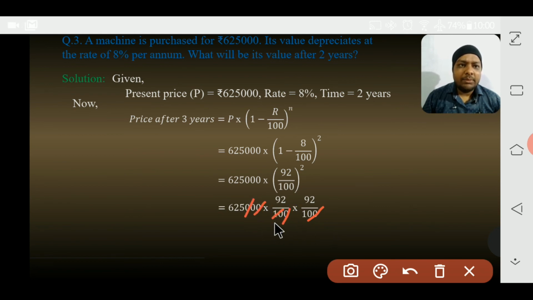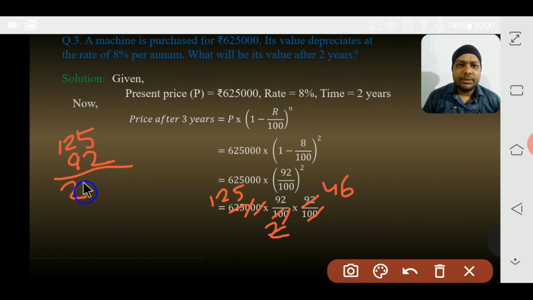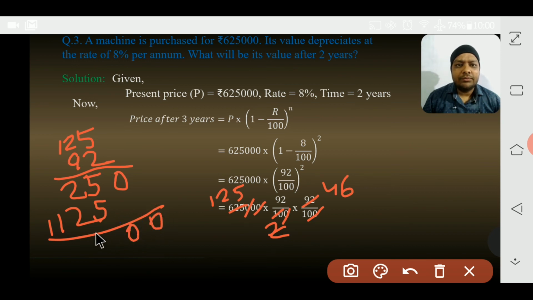Okay, then 5 twos are 10, 5 25, 625 and so on. Now you can multiply all three. So it will be 125 into 92 at first. Then 125 twos are 250. Now 125 nines: 5 nines are 45, carry 4, 12 nines are 108 and 4 is 112. So it will be 0, 5, 5, 10, 0, carry 1, 5, here 11,500.